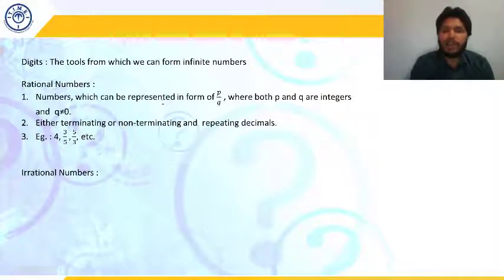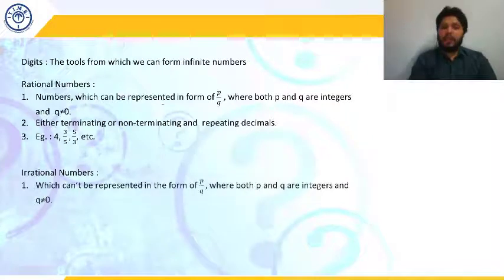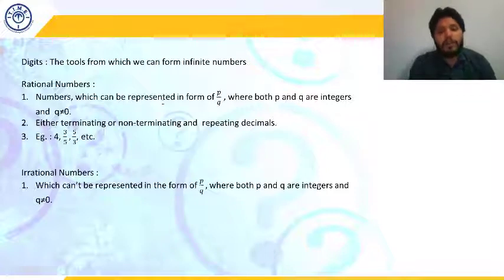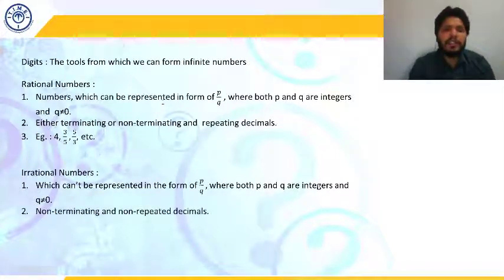So what are irrational numbers? Again, two definitions have to be there. Numbers which can't be represented in the form of p by q, where p and q are both integers and q is not equal to 0, are called irrational numbers. That's just the opposite of what we have studied in rational numbers. The next definition is non-terminating and non-repeating decimal. Non-terminating and non-repeating means neither are they terminating after the decimal point, nor is some pattern repeating.